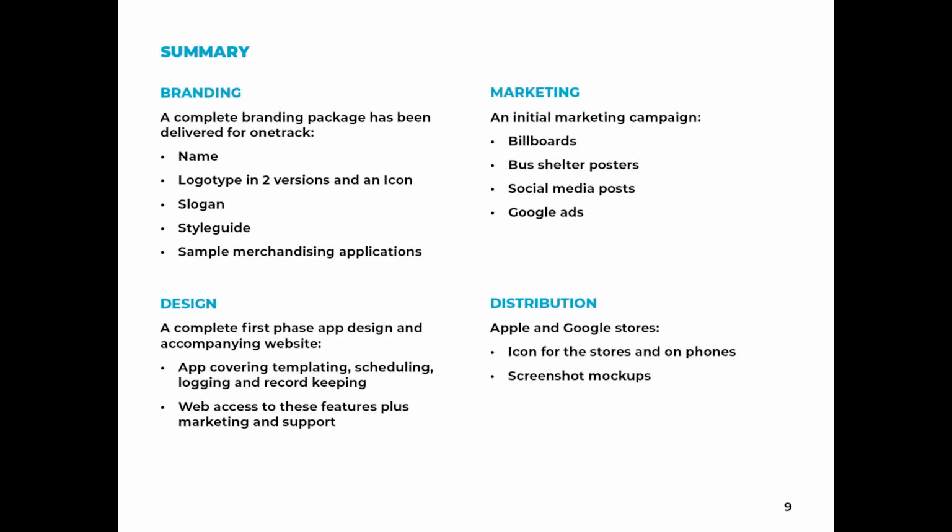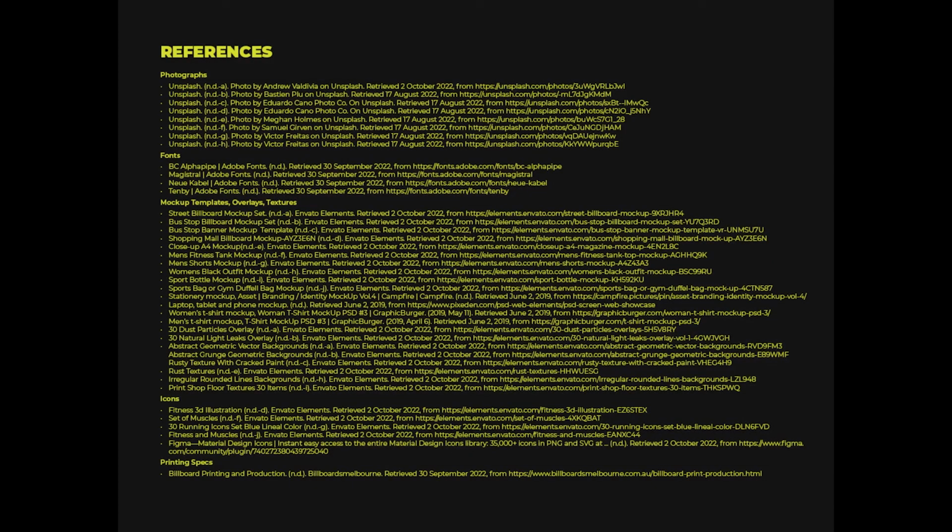On the marketing side, we've got an initial marketing campaign consisting of billboards, bus shelter posters, social media posts, and Google ads. And on the distribution side, we have the icons and mock-ups for the Apple and Google stores. And on the last slide here, just a set of references. These are duplicated in the full document as well.